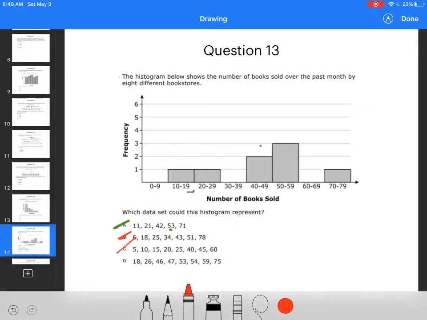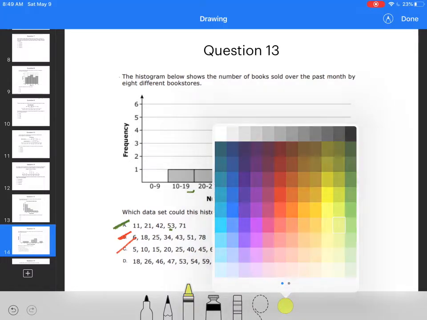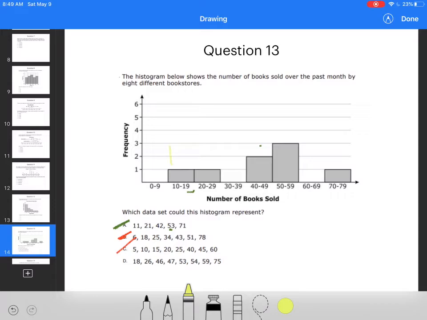So let's try D. So 18 could go there, 26, then 46, 47, 53 would fall here. 54 would fall here. 59 would, yes, fall here. And then 75 would fall there. So D should have been my correct answer.